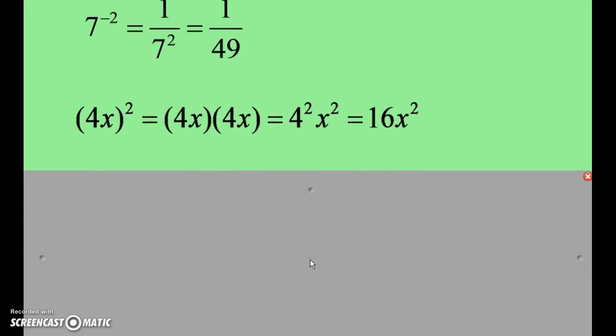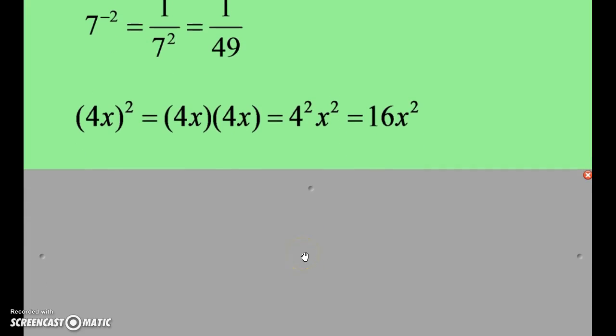The next one is one of our power rules. What it says is 4x squared would be like saying 4x times 4x, which is 4 squared times x squared, or 16x squared. What we're really doing is we're taking that 2 and we're bringing it into each number or each term inside of the parentheses. That's the shortcut.